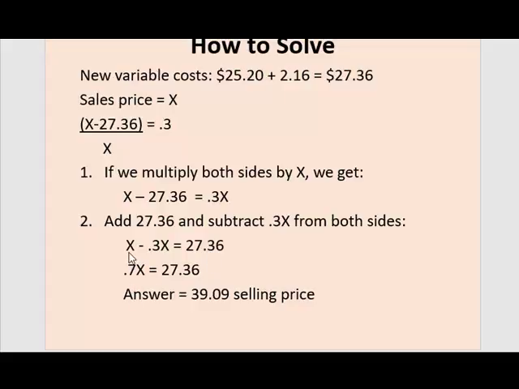And then 1x minus 0.3x equals 0.7x. So we're setting that equal to 2736. And then finally, when we divide both sides by 0.7, we get our answer. And this would be the selling price that the company needs to sell each unit for in order to maintain the same CM ratio even with the new variable expenses per unit.